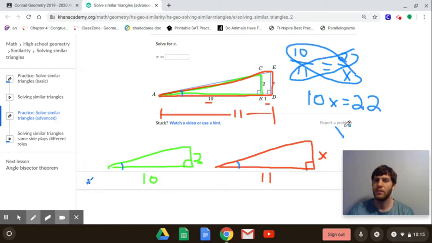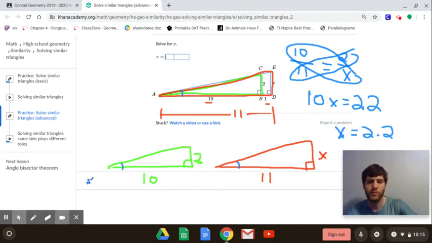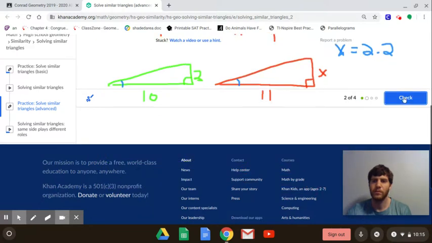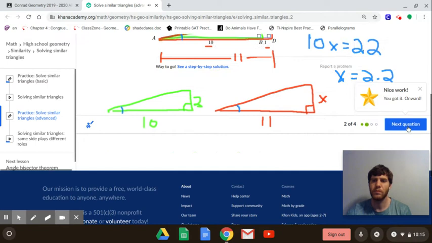Divide by 10, and x is going to be 2.2. So let's put in our answer here, 2.2. Okay. And then there's the check right here, and we got it, good. Okay, and then if we go to the next one.